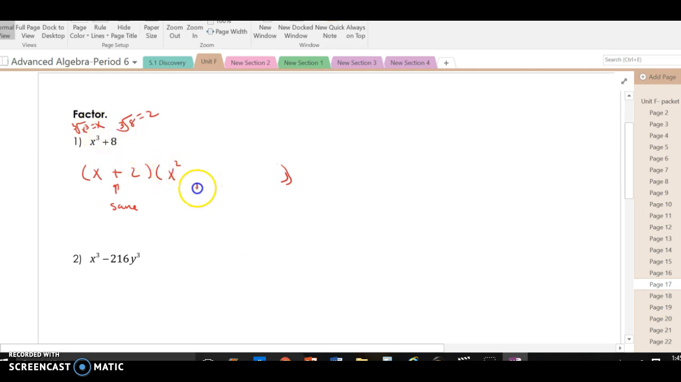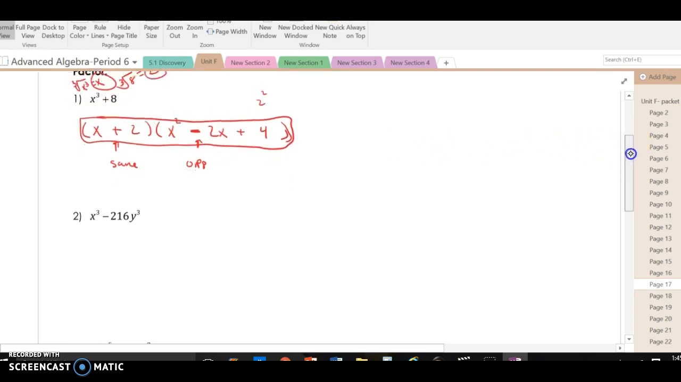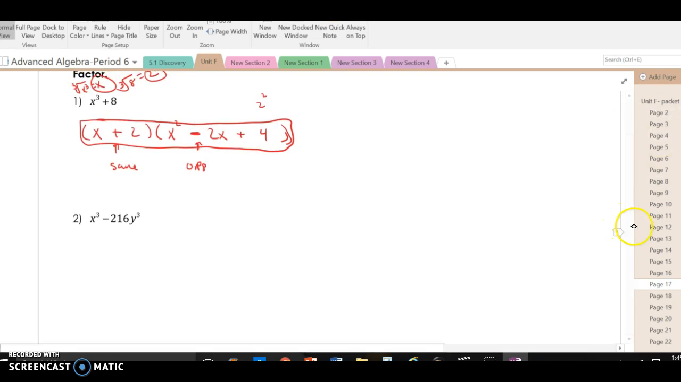Then here, we're going to take the cube root of x to the third, which is x, and we're going to square it. Remember, this sign is the opposite. So if this is addition, this becomes subtraction. Then we're going to take those two, the x and the 2, multiply them together. Then this last one is always addition, and it's 2 squared, which gives you 4. If you were to multiply this out, you would get what you started with, the x to the third plus 8. And this is how we factor a sum of two perfect cubes.